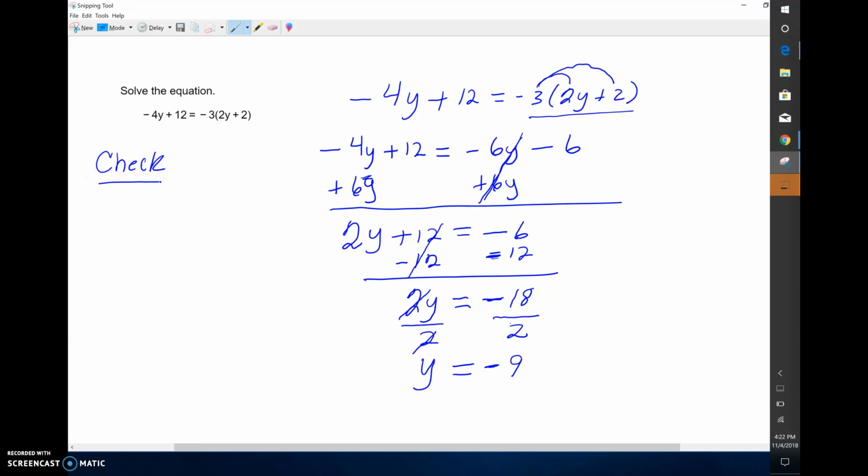We're going to get the left side, the expression on the left side. So you have negative 4 times negative 9 plus 12. And we have negative 4 times negative 9, which is 36, plus 12, which gives you 48.